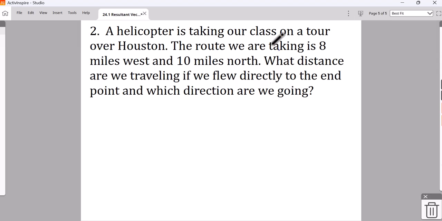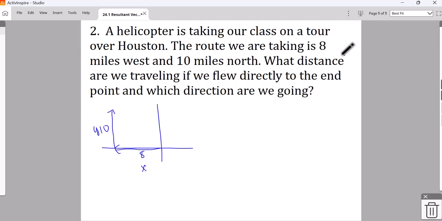The second problem that we have today is a helicopter is taking our class on a tour over Houston. How nice for us. The route we are taking is 8 miles west and 10 miles north. And so in this one, hopefully as you're reading, you're thinking through, if I am going west 8 miles and I am going north 10 miles, hopefully you see that what we have been given here is really the x value and the y value.